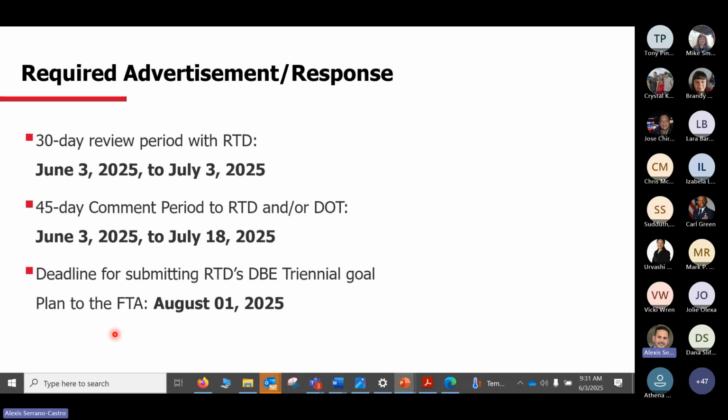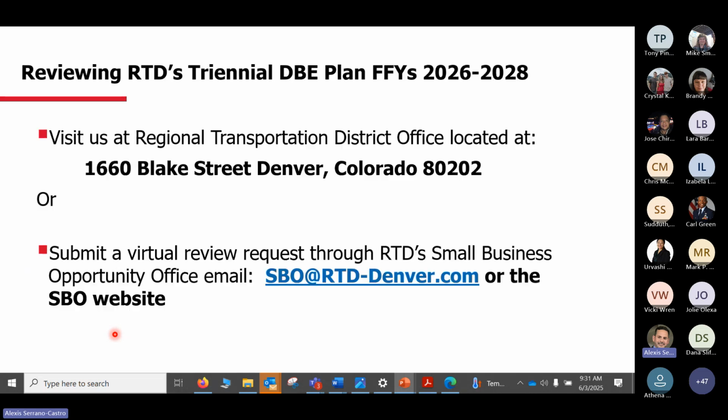Keep in mind that if you want to have access to the plan, you can go personally to RTD's executive office on Blake Street, or you can submit a virtual review, either by sending an email to sbo@rtd-denver.com, or by going to the SBO webpage at rtds-denver.com. Click on SBO, and you'll see a page where you can submit your information and set up a date, and then you can review more details about the plan.